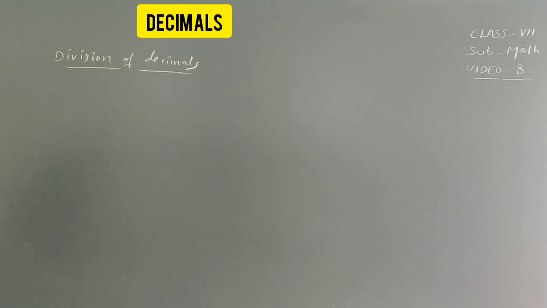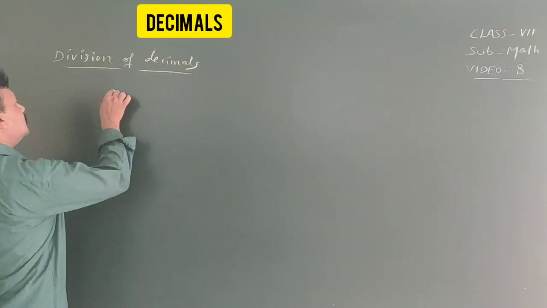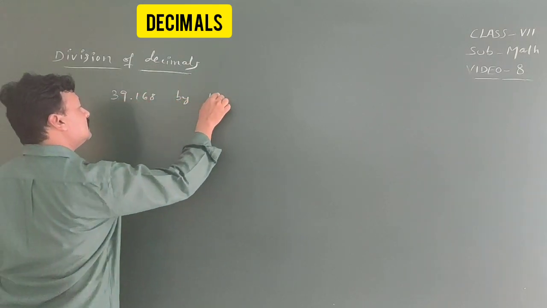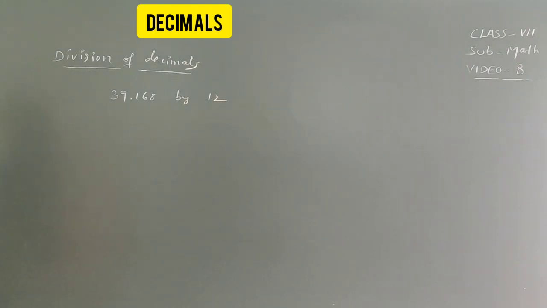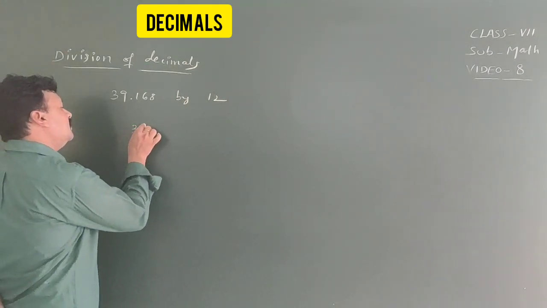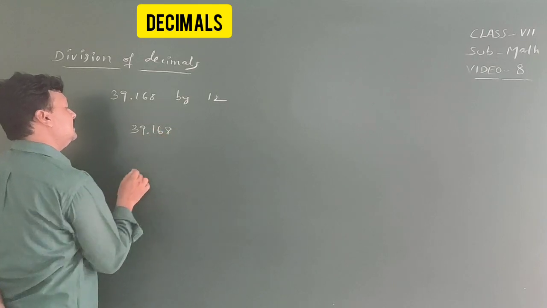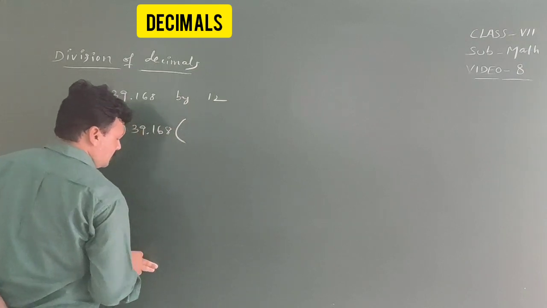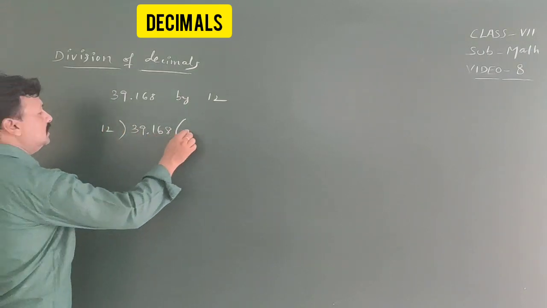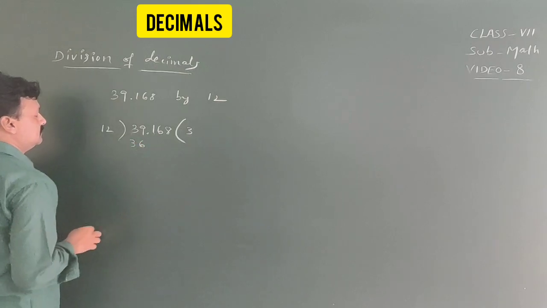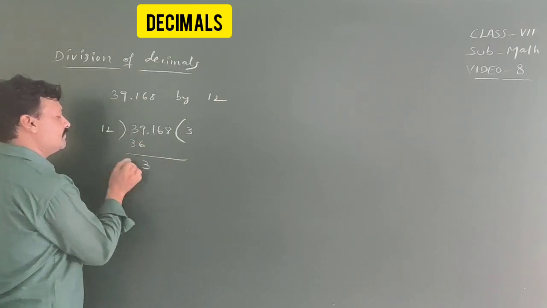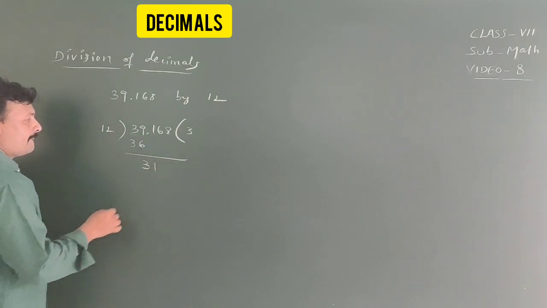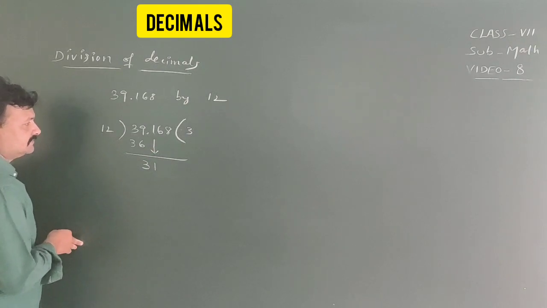Here, for the given 39.168, divide 39.168 by 12. Example: 39.168 divided by 12. Now, 3 12s are 36. 3 is the remainder. Bring down 1.